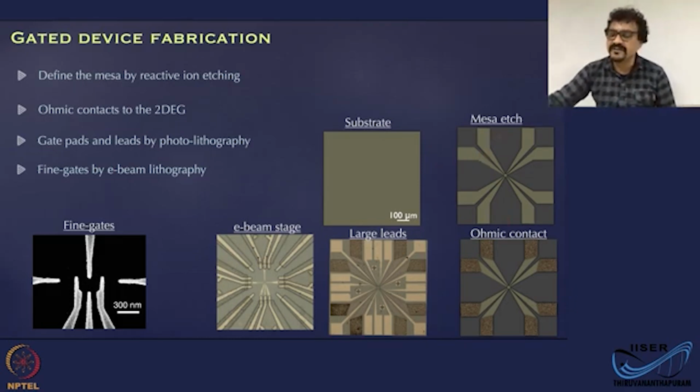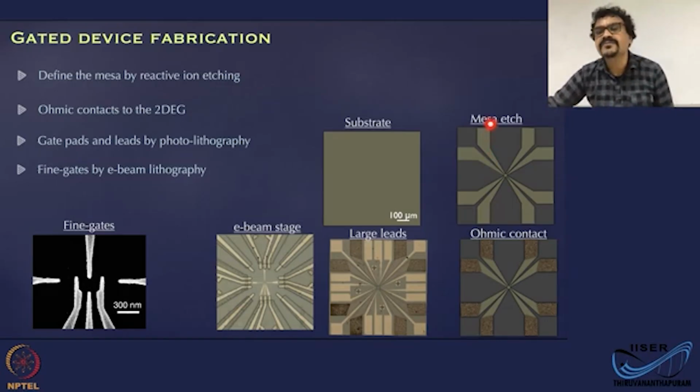Wherever you have the darker color, you don't have any 2-dimensional electron gas there. You have etched down the wafer a little bit. Now, by this process, you have defined the path for electrons. The center region here is the active region.